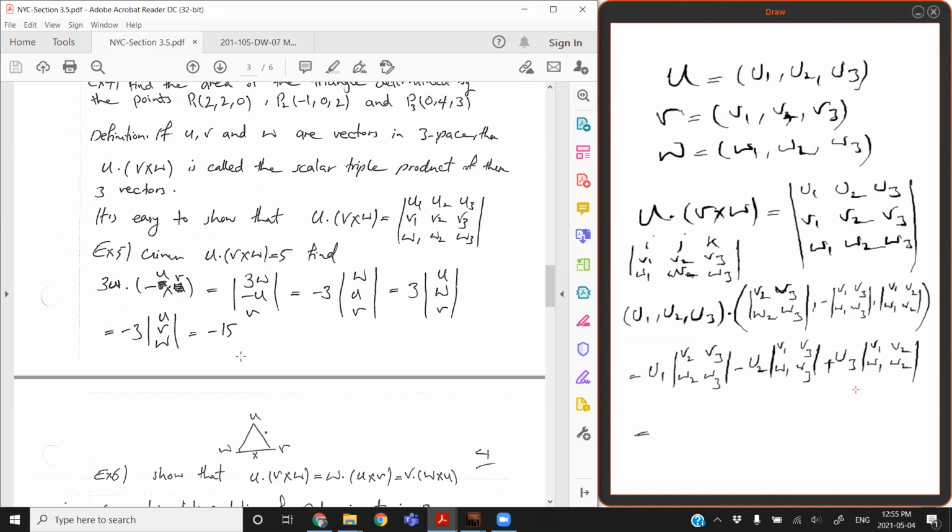And if you look at this, you see that this is actually the determinant of this matrix expanded along the first row. Because if you want to expand the cofactor along the first row, what would you do? You would do U1 times the corresponding cofactor plus U2 times the corresponding cofactor, plus U3 times the corresponding cofactor. Yes, you would get the same thing. So this is actually the determinant of the matrix U1, U2, U3, V1, V2, V3, W1, W2, W3.